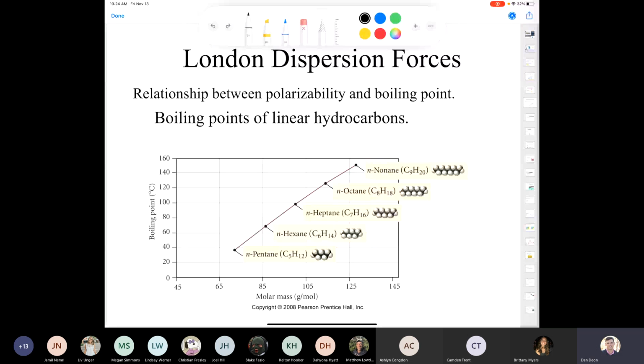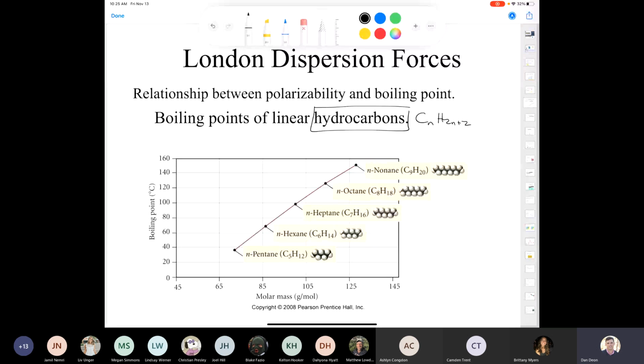Well, what do you see here is changing as we go from pentane to hexane to heptane to octane to nonane? The molecules are getting bigger and bigger, right? They have a higher molar mass. They go from C5H12 to C6H14 to C7H16. You probably noticed that the generic formula of these hydrocarbons is CnH2n+2.